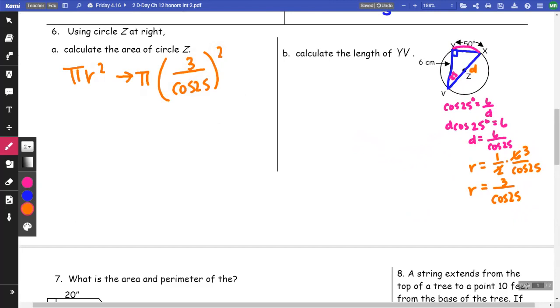So I'm going to work that out. So 3 divided by cosine of 25, squared, is going to be basically pi times about 10.96. And so let me just put that in my calculator and get a decimal. So that's going to equal 34.42 centimeters squared.